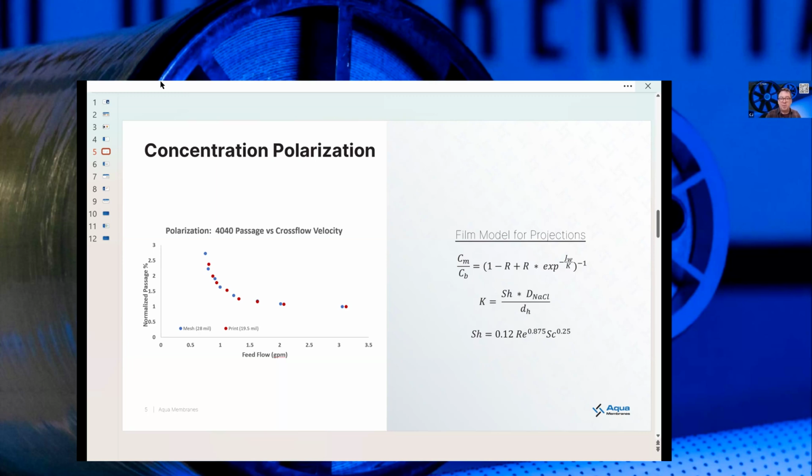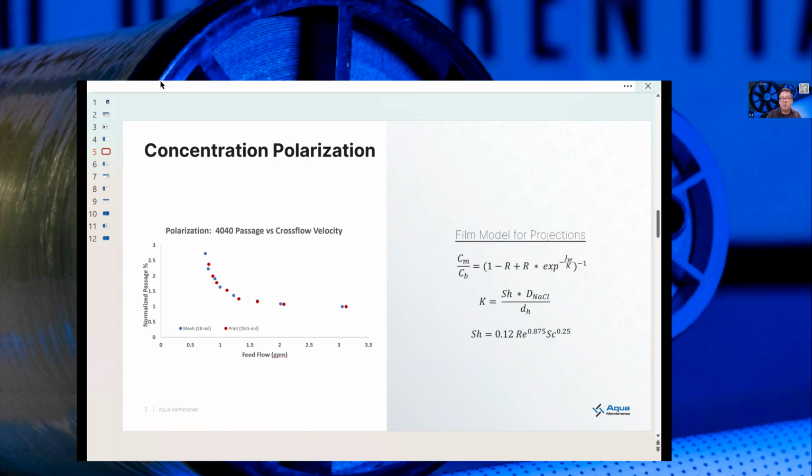And what this line is really showing is that for the 28 mil mesh and the 19.5 mil with our current print pattern, the polarization is essentially the same for both of those. Those curves overlap. The effect of polarization as a function of feed flow is the same. So that's a good thing in terms of performance.